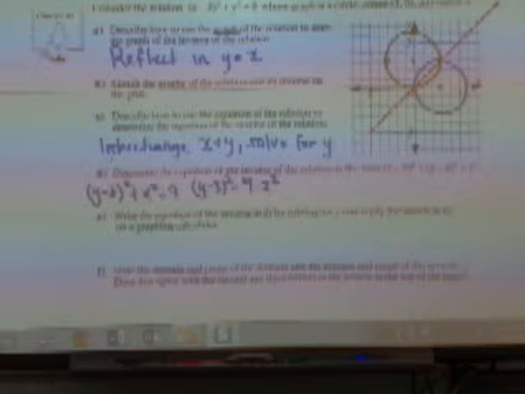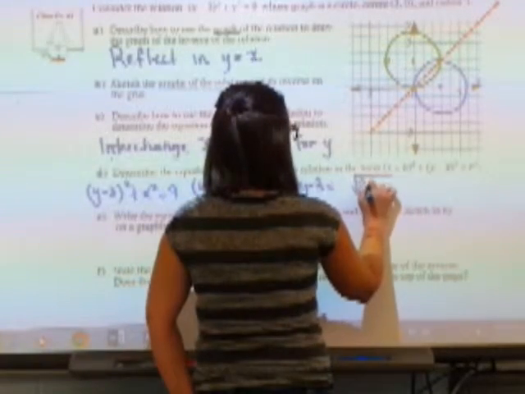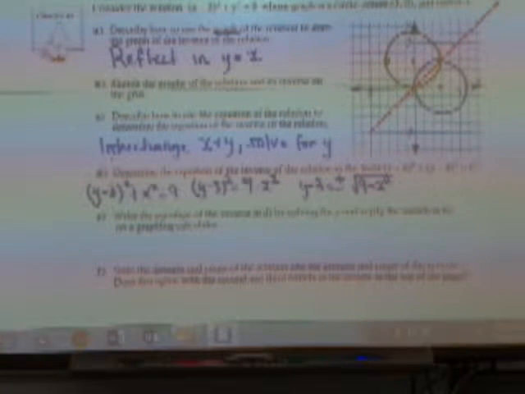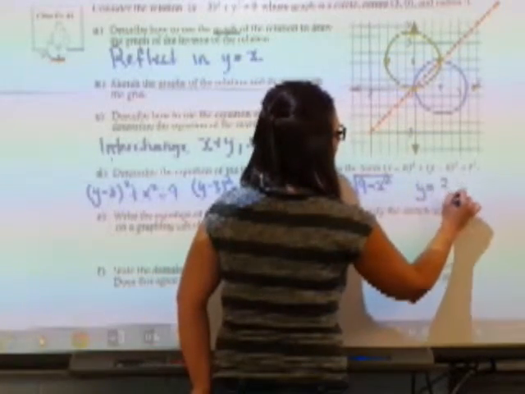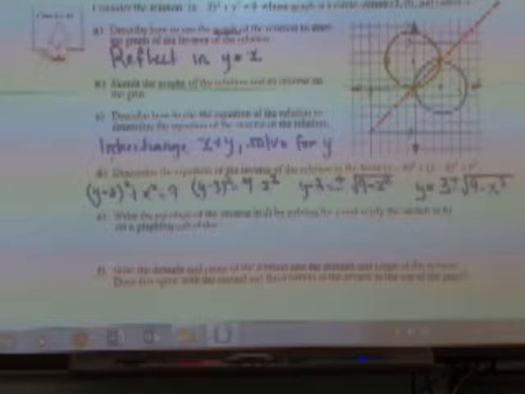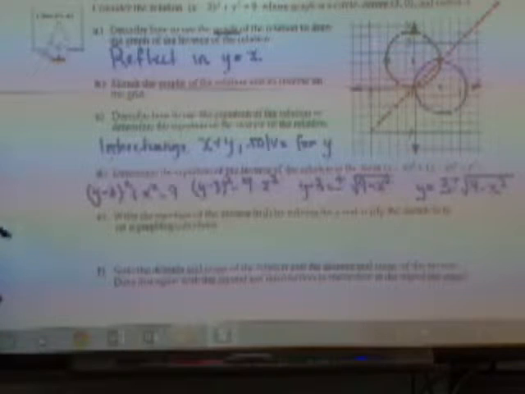Then what would I do? Square root both sides. So y minus 3 would equal the square root of 9 minus x squared, and it would be the positive and the negative square root. And then my last step would be to add 3. Because I'm adding 3, I'm going to put the 3 out in front: 3 plus or minus the square root of 9 minus x squared. So we actually did D and E together. This is the equation for D, and then E was solving for y.